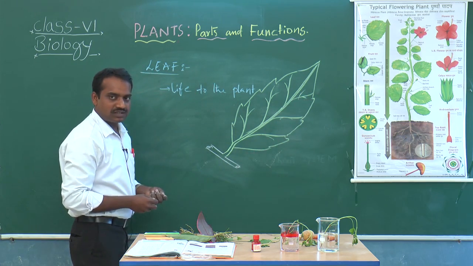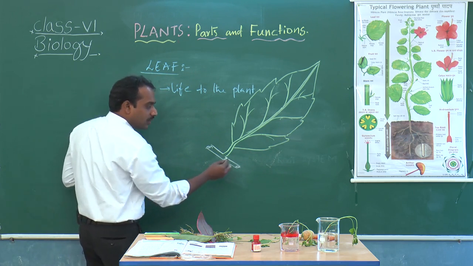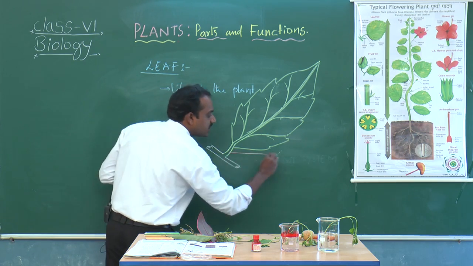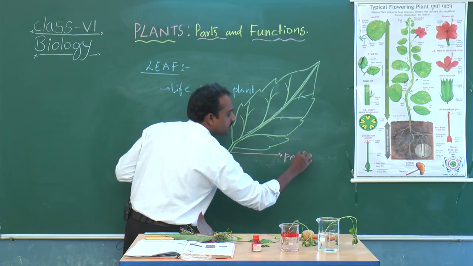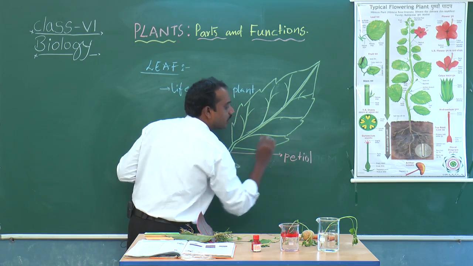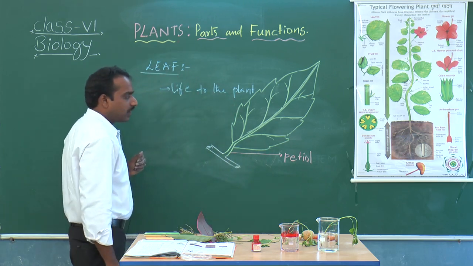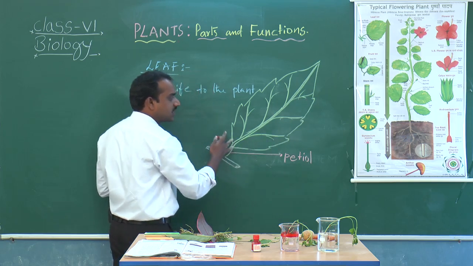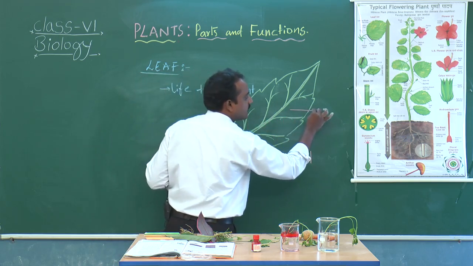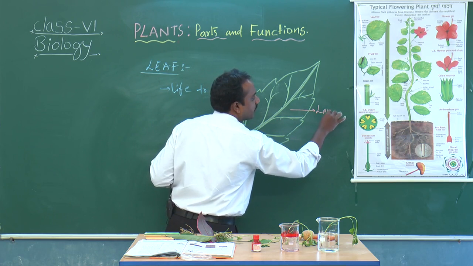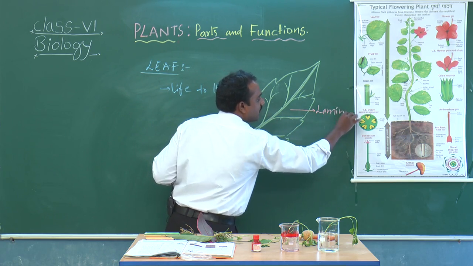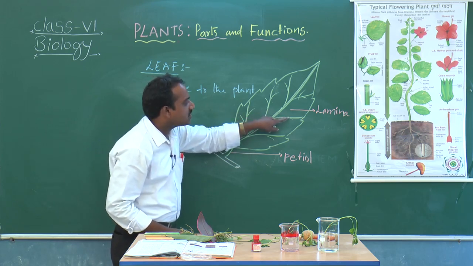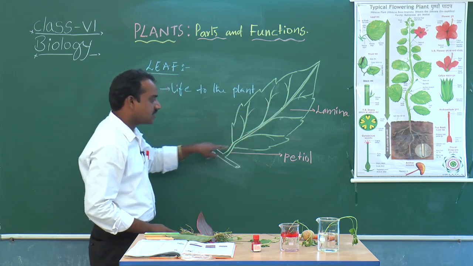When you observe the structure of the leaf, by a stalk, the leaf is attached to the stem. This stalk is called the petiole. And the broad area of the leaf, which is green in color, is called the lamina. In the lamina, we can observe several lines. These lines are called veins.